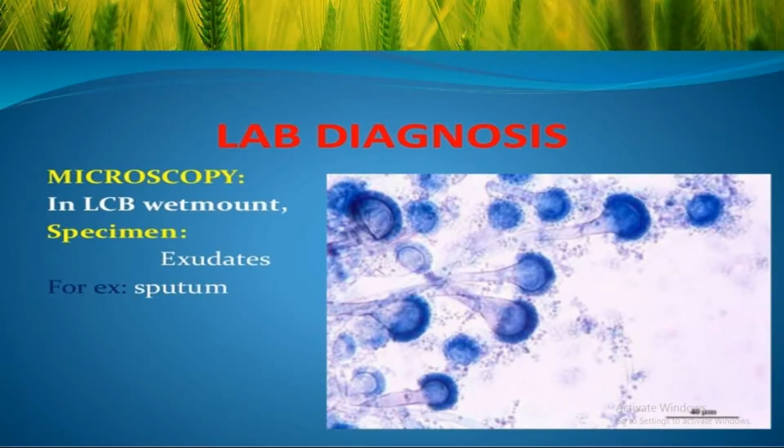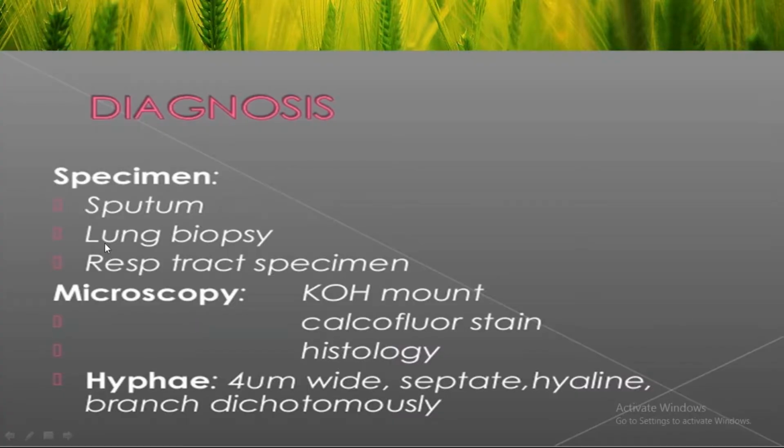So how to do lab diagnosis? Suppose you get a sample that is a sputum sample. First of all, you have to do microscopy. Naturally, you have to do a wet mount or a lactophenol cotton blue mount. Very clearly, you can see the conidia or the hyphae in specimens like exudates or sputum. The lung biopsy, respiratory tract, any specimen can be there. Bowel specimen can be there. Bronchoalveolar lavage. So you have to do a potassium hydroxide mount or a calcofluor stain or a histological mount, and then you can see the hyphae.